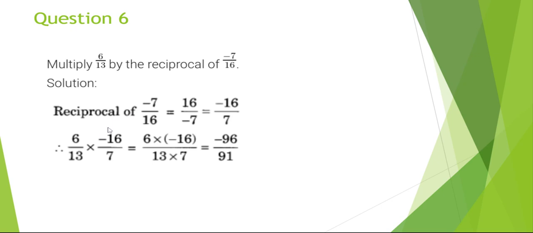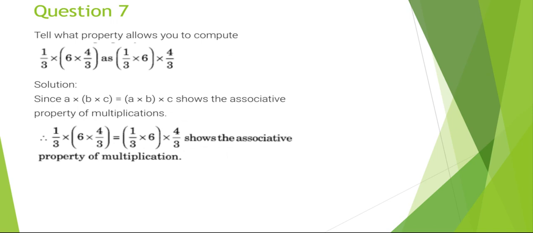So here you need to multiply 6 by 13 with minus 16 by 7. And if you multiply them, you'll get minus 96 upon 91, since multiplication of a positive and a negative number will be a negative number. This is basically a rule of integers.